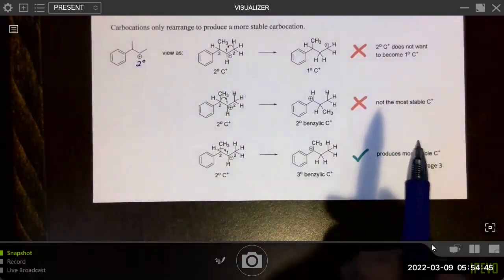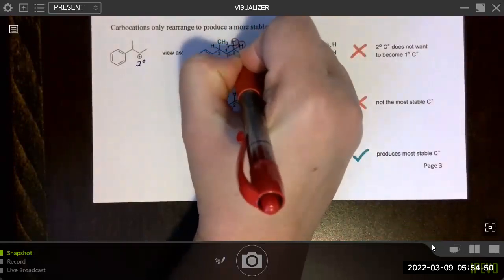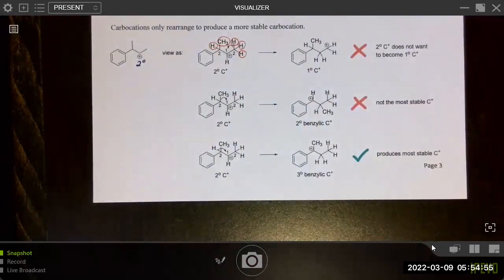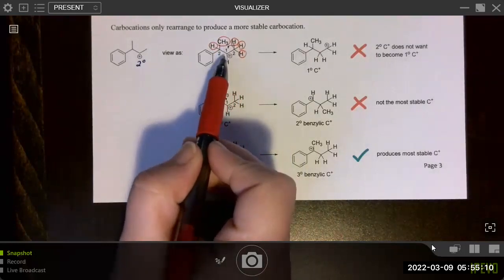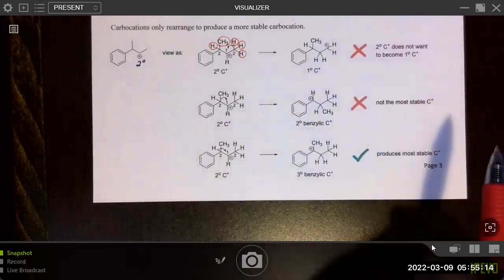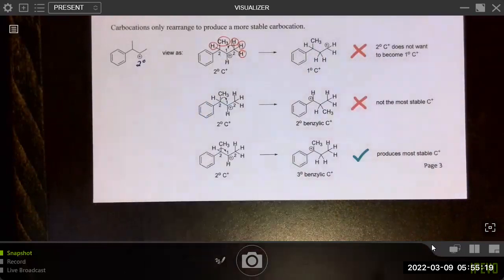And then you think about all the different groups that are attached here. Okay, we've got 3 hydrogens on the right and a methyl and a hydrogen on the left. So any of those could potentially shift over to form a different carbocation. But again, it's only going to happen if it makes it more stable. So first they analyze, what if one of these 3 hydrogens shifted over? If that was the case, what was secondary would become primary, and that's not more stable. That won't happen.